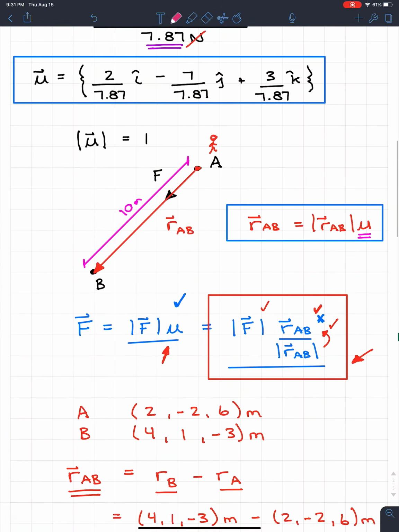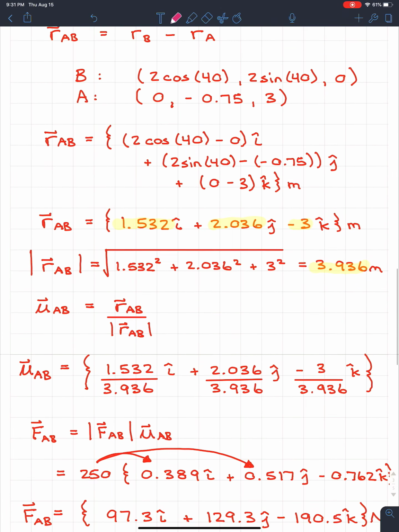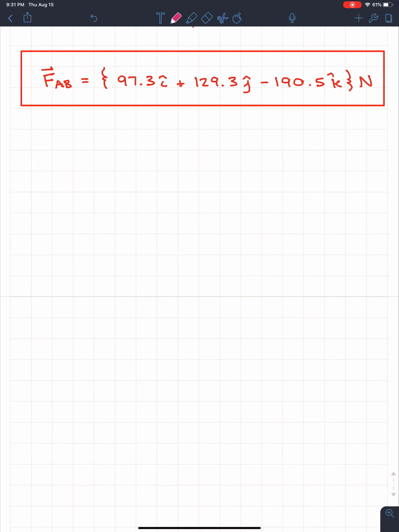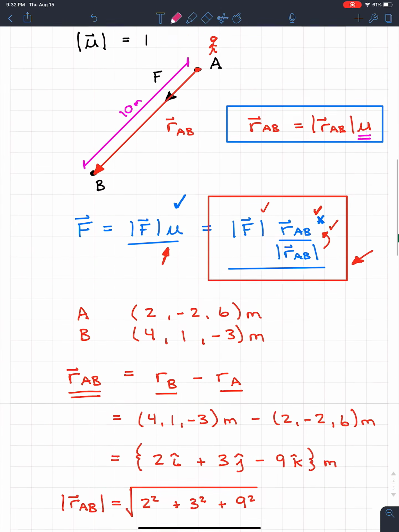What's nice is we already found coordinate A, which is right here. So I'm just going to copy that down here real quick because we're going to need it. So for A, its coordinates are 0, negative 0.75, 3, and that's in meters. However, we're going to have to find coordinate C. But like I said, coordinate C is a little bit easier than the other ones.